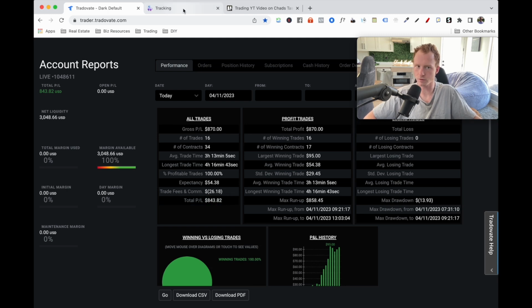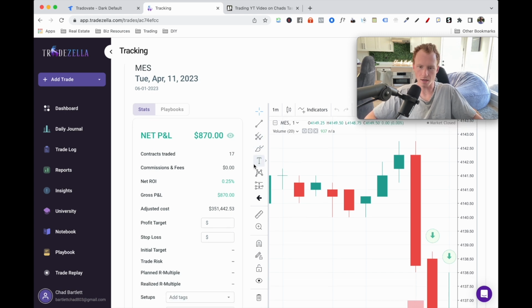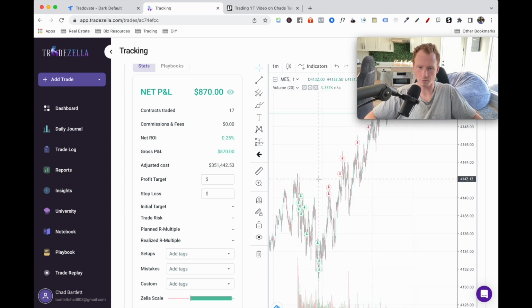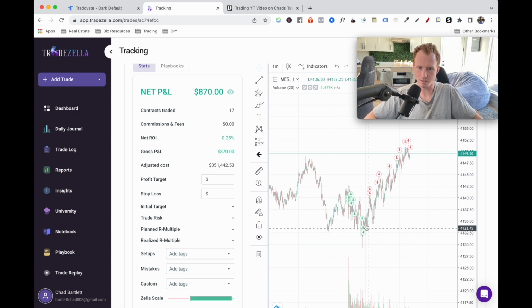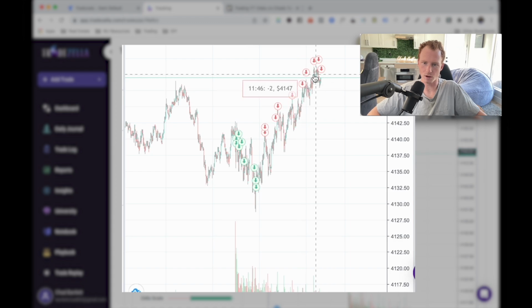If we go inside my trading software, this is my P&L if you don't count any commissions. I was trading the micro ES. I trade futures, for those of you that don't know. Let's go over what my trade looked like. If we zoom out here, you can see I bought around 17 contracts. I was basically buying down here in this zone and selling up here on these tops.